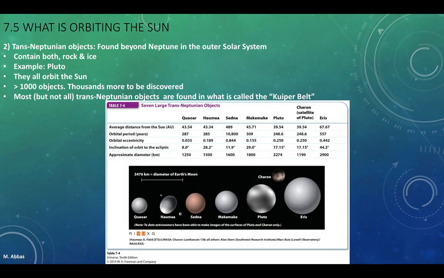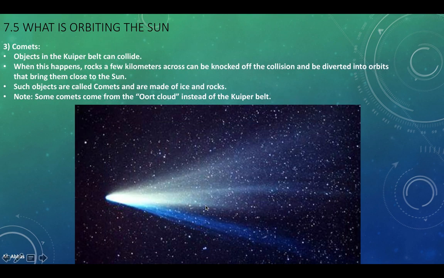Here you can see images of some of the trans-Neptune objects. Again, Pluto appears here. Pluto, the dwarf planet, also has a moon. It's called Charon. Anyway, you don't have to remember all of these, but you just have to have an idea about these objects. Now, the third thing we want to talk about are comets.